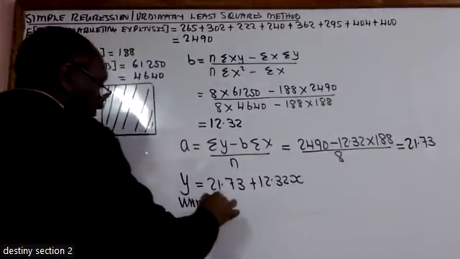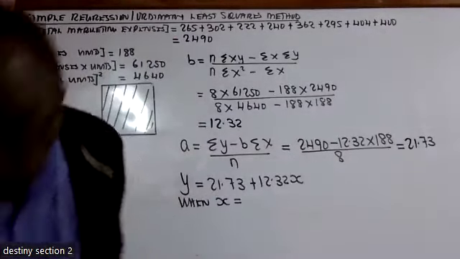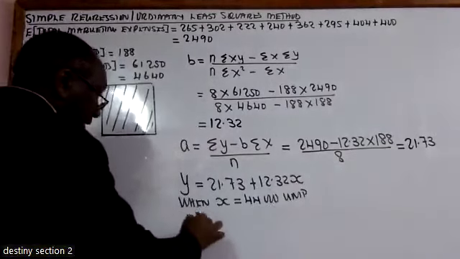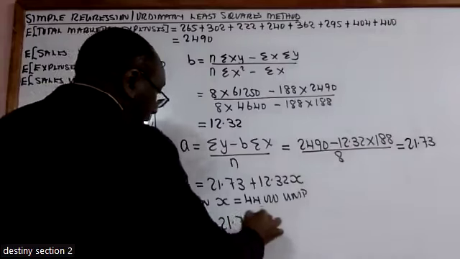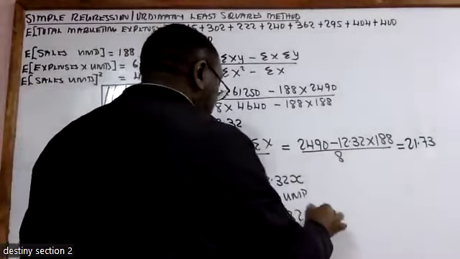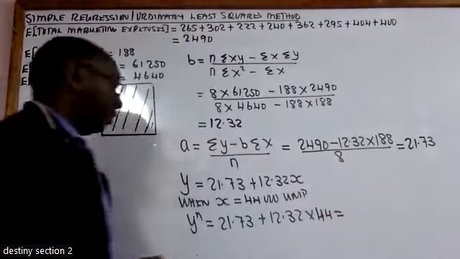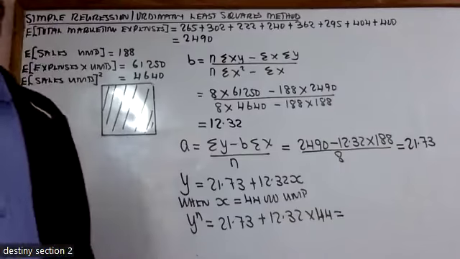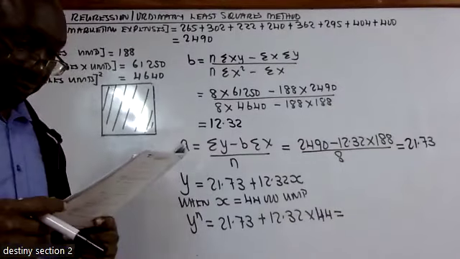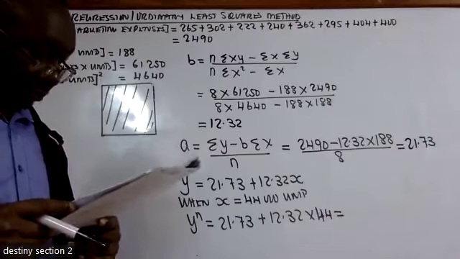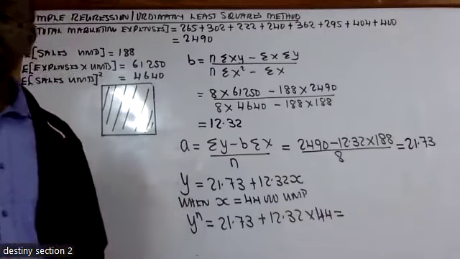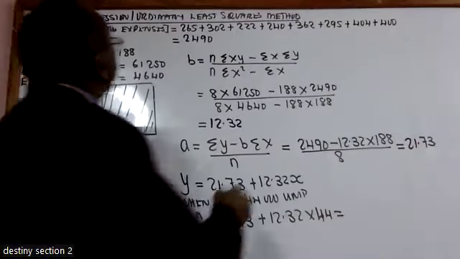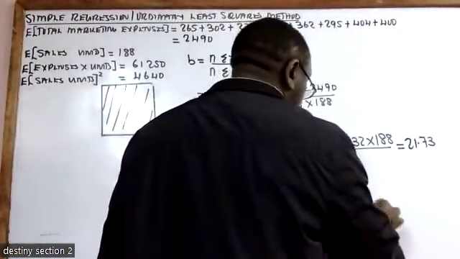So when x is 44,000 units, y predicted will be 21.73 plus 12.32 times 44. $563.81.